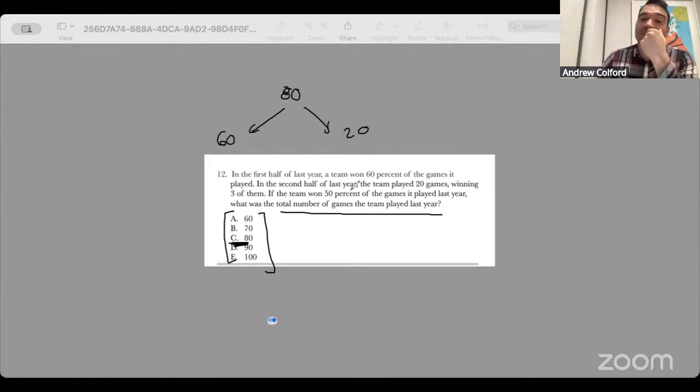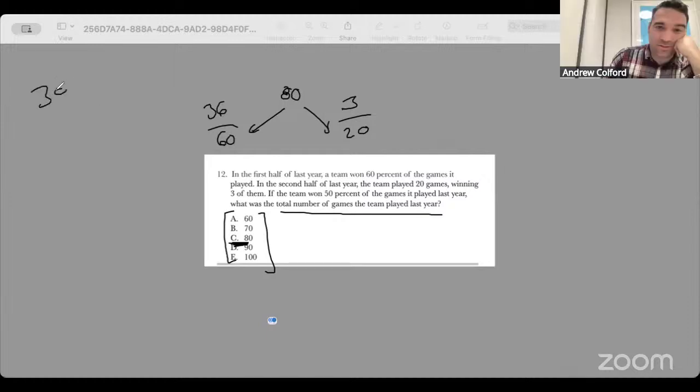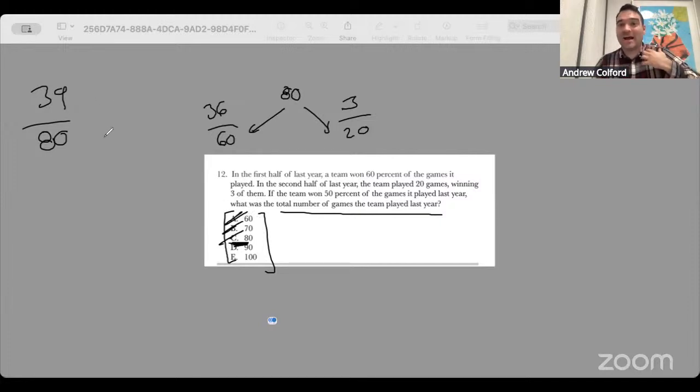Well, I know that I won 3 out of these 20, and I won, what was it, 60% of 60. So we can use our calculator. That's 36, right? And what I get is 39 out of 80, which is almost half, but not quite. And I can, from there, actually eliminate A, B, and C because I need it to be bigger. I need to have more games. Does that make sense so far, Ann?